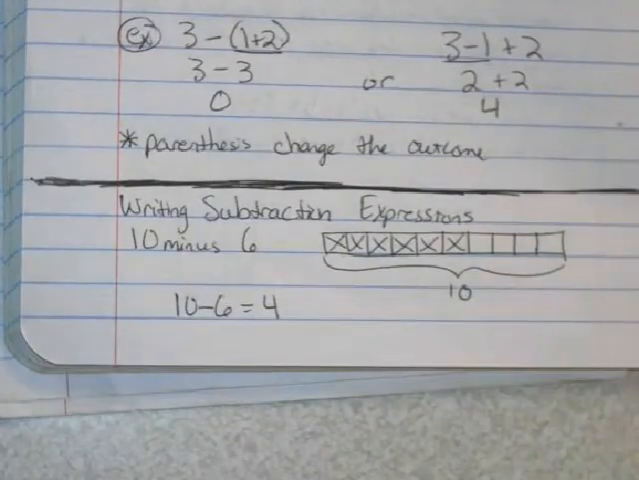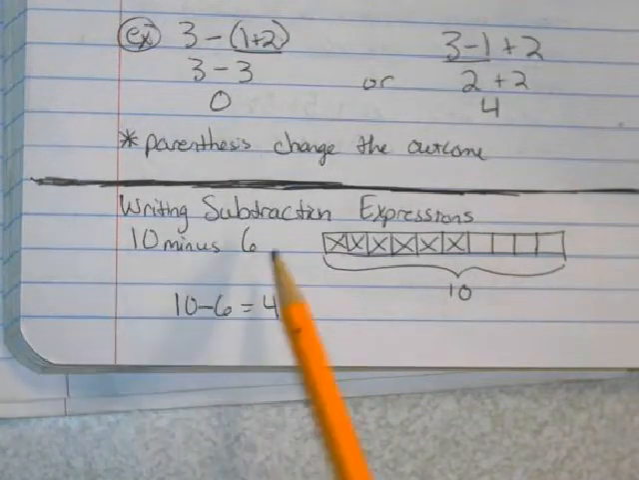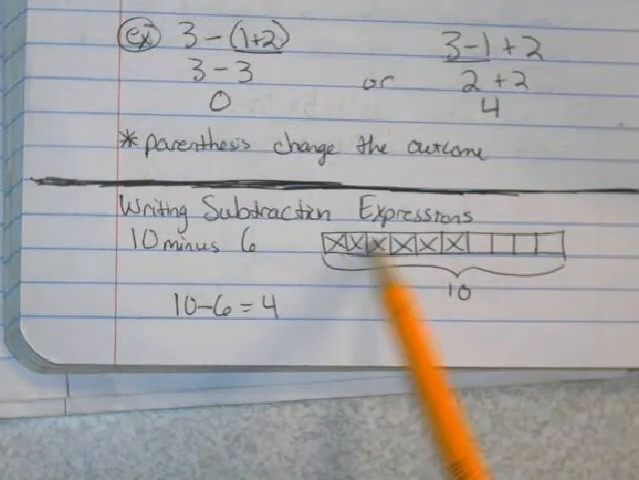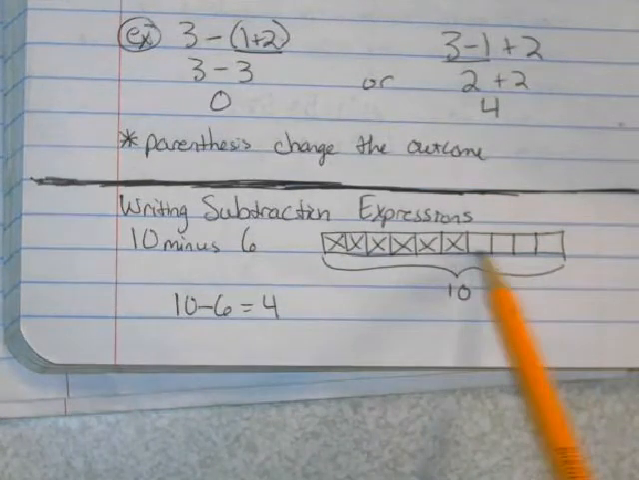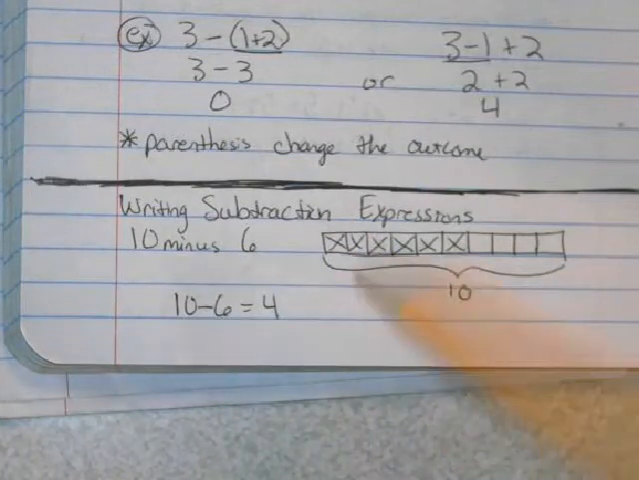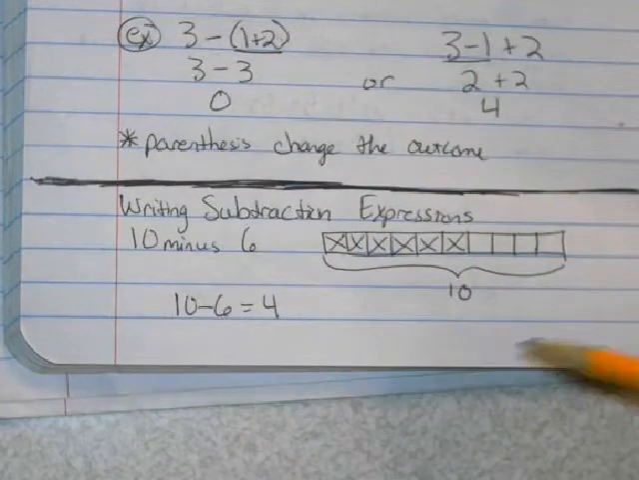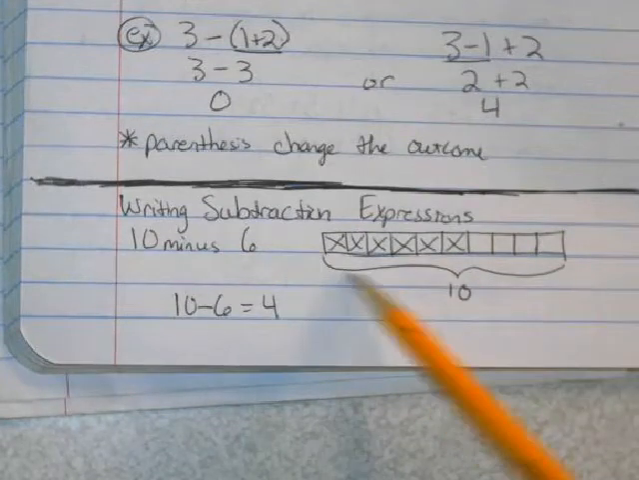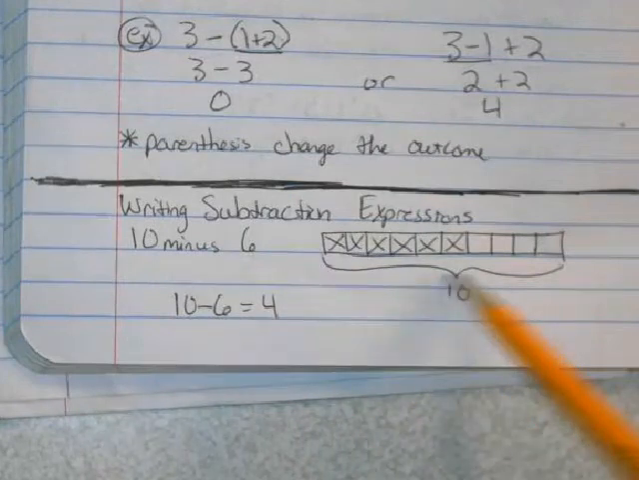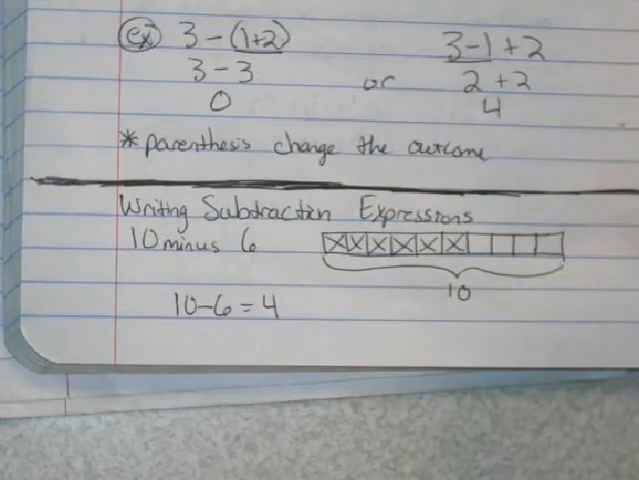Now, writing subtraction expressions. If they tell you 10 minus 6, you need to draw 10 boxes and then mark out 6 boxes. And that would leave 4 boxes. So 10 minus 6 equals 4. I did X's. You could do lines. You could color it in, whatever you wish. But you also need to make sure that you show the whole thing is 10. So if you want to just do a box across and put 10 underneath it, that's fine. But you do want to write the number 10, even though you already have 10 boxes.